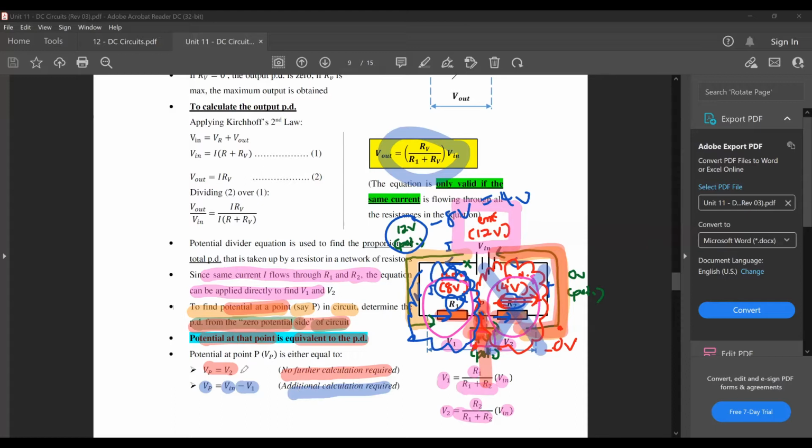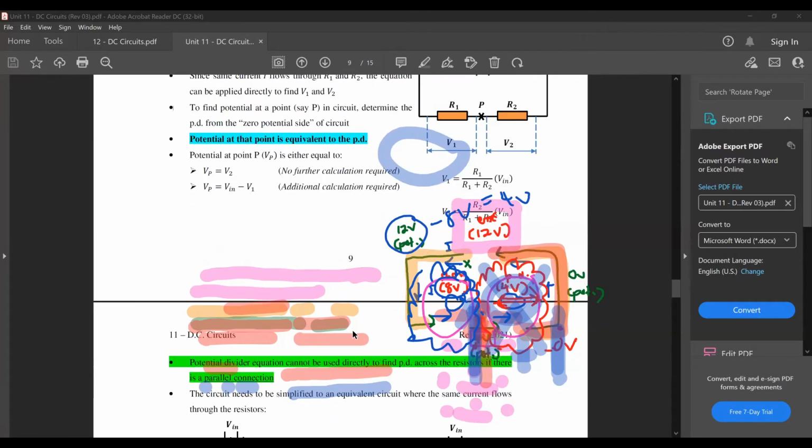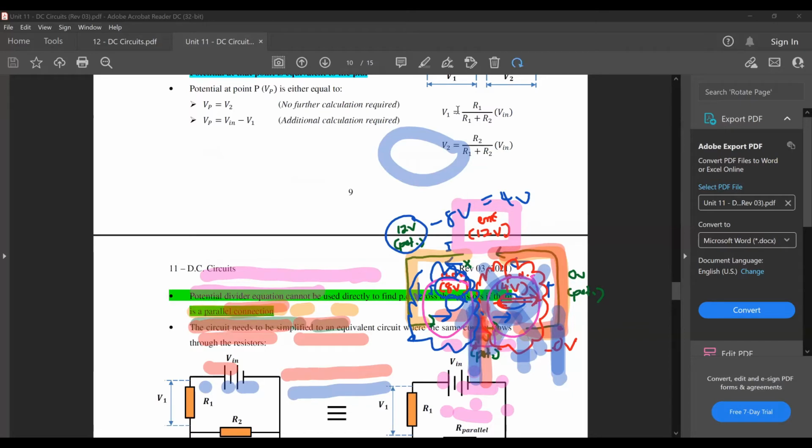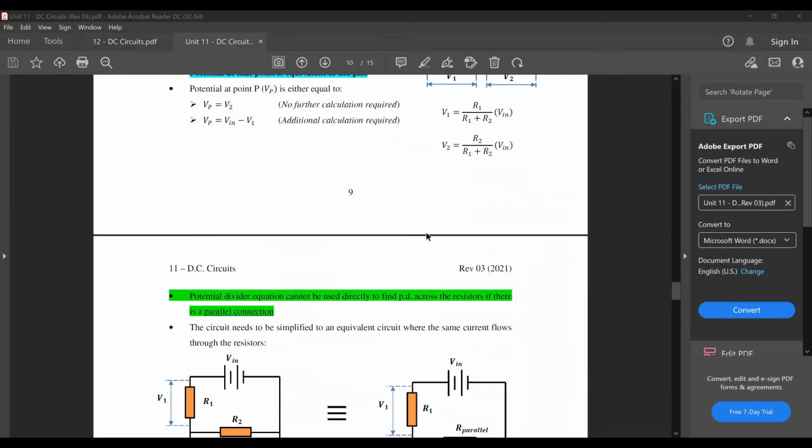So this one here is just something for you to know when it comes to calculating potential. When you find potential at a point, just find the PD from the 0 potential side. The PD that you get is already going to be the potential itself because you're starting from 0. 0 plus the PD will give you the value of potential at that point itself. If you find at any other point, you notice that you have to subtract. You have to do some further calculation. So that's what I just want to highlight.